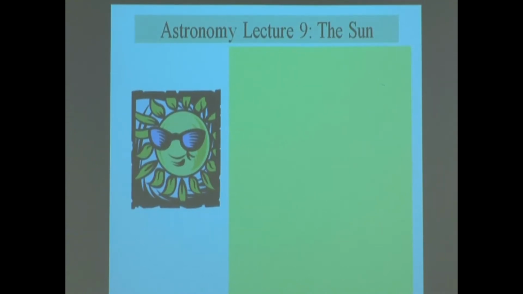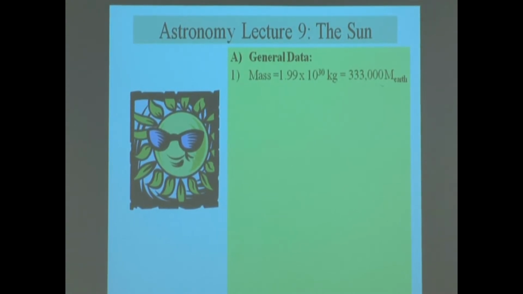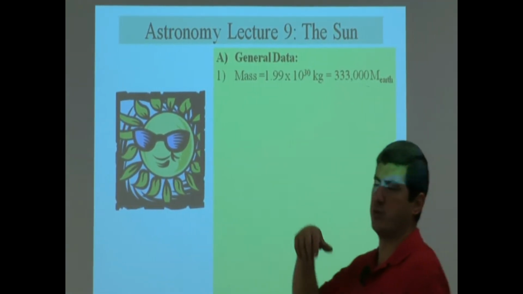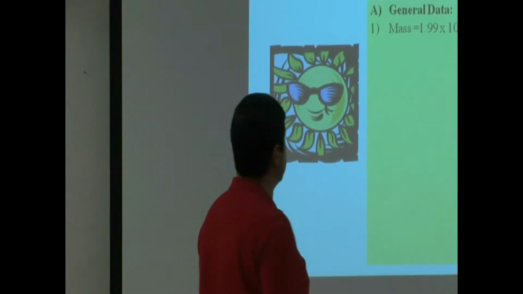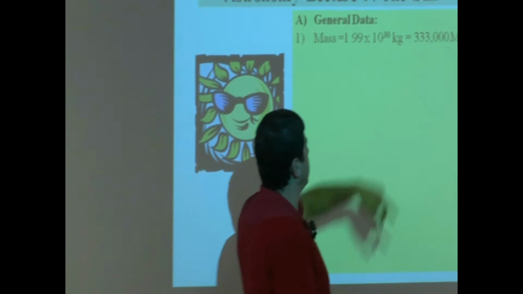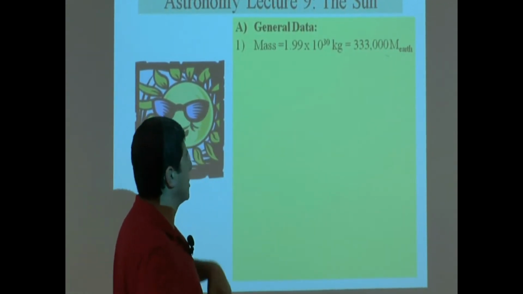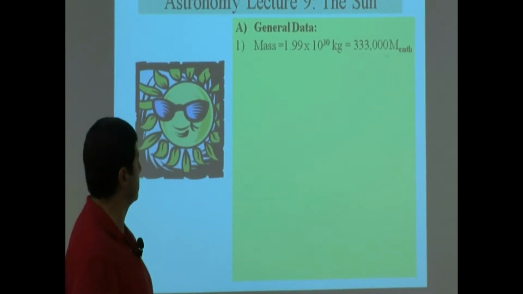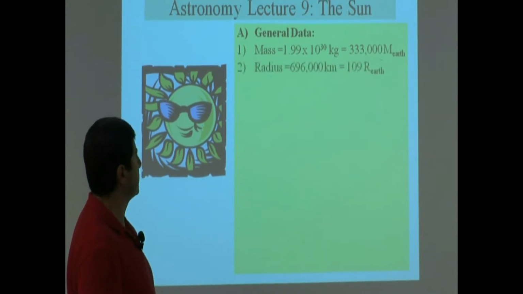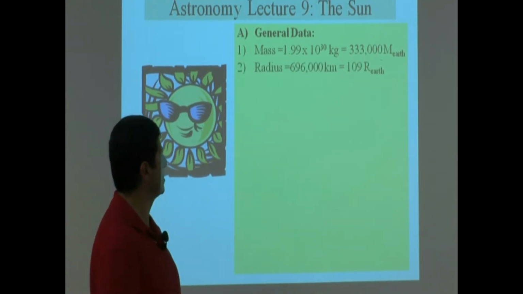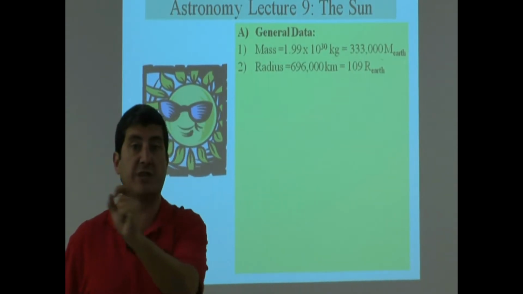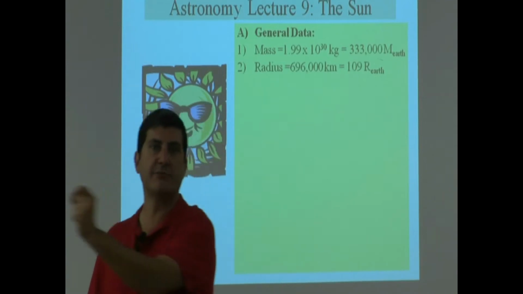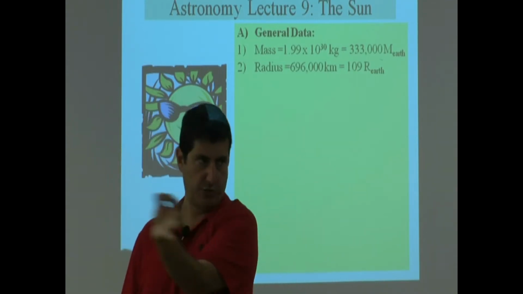Okay, so we give the general data of the sun. And then from there we go to the interior, and then we go into the surface features and stuff like that. We see the sun's mass is very, very huge, 1.99 times 10 to the 30 kilograms, 333,000 times the mass of the Earth. The radius of the sun, 696,000 kilometers, which is 109 times the size of the Earth. That means you can fit 109 Earths across the diameter of the sun, one after another.